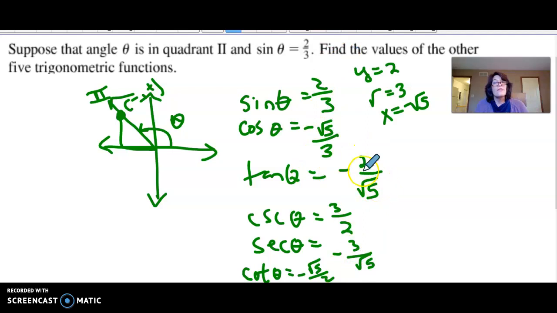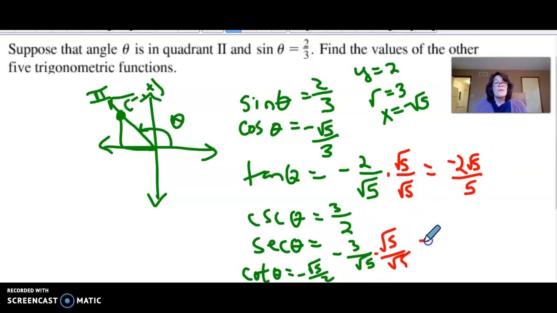If you would like a little extra credit, you would take the ones that have a square root in the denominator and rationalize that, making this negative 2 square roots of 5 over 5, making this one negative 3 square roots of 5 over 5. And then that would be it. Okay, but you don't have to do that.